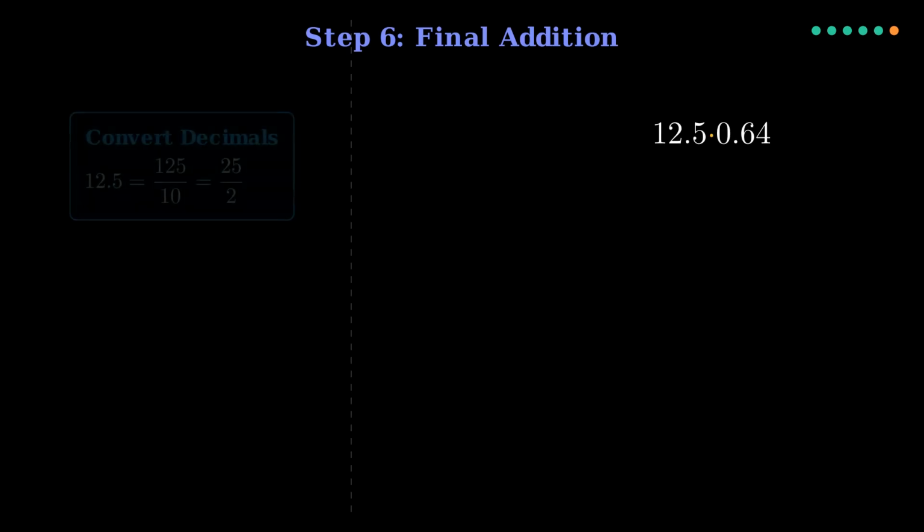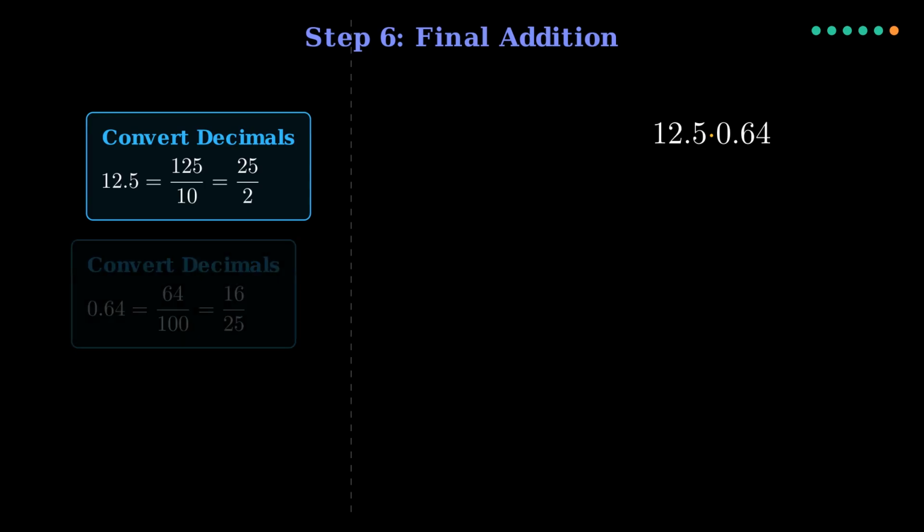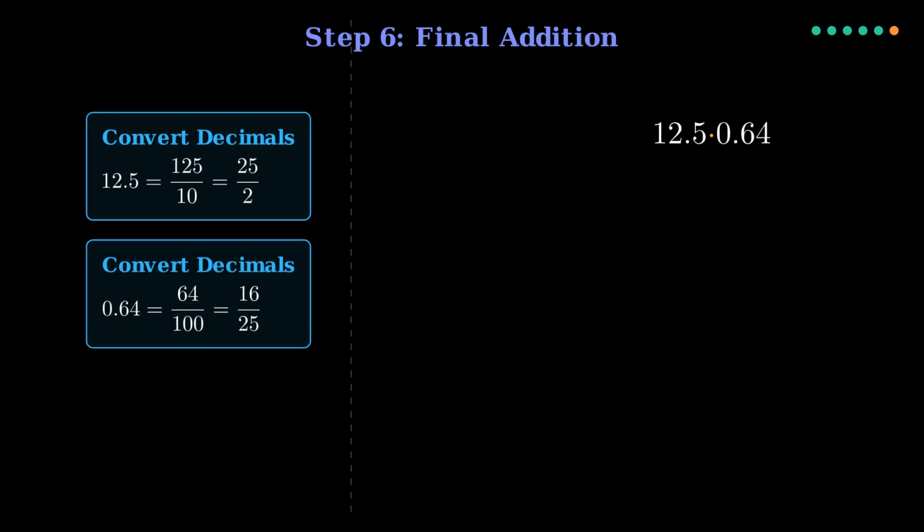Step 6. Almost there. Add the last term. We need to calculate 12.5 times 0.64. Let's convert to fractions. 12.5 is 25 halves, and 0.64 is 16/25. So our multiplication becomes 25 halves times 16/25. The 25's cancel out. We get 16 over 2, which is 8.